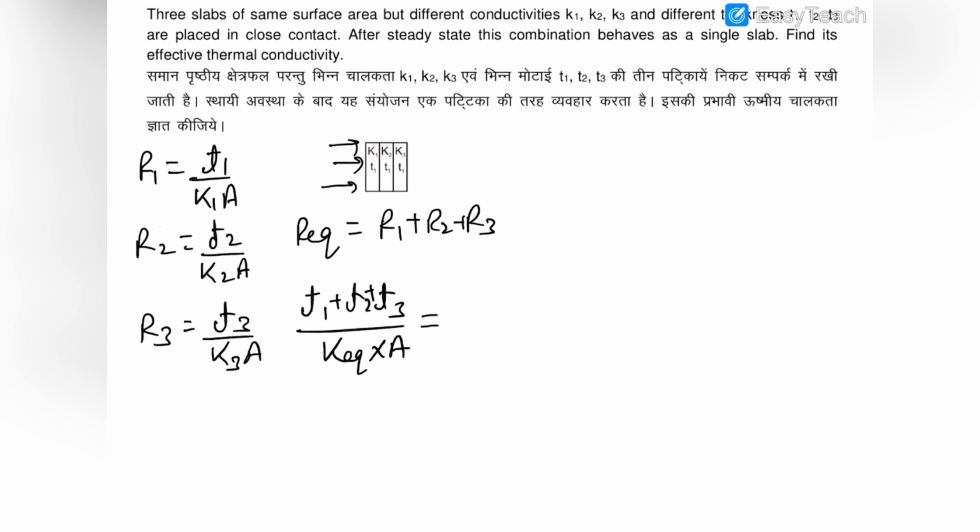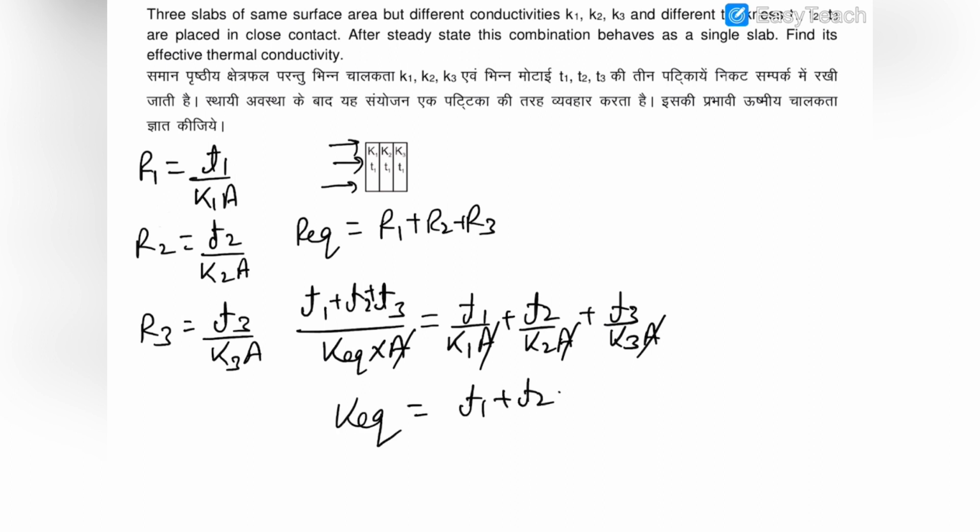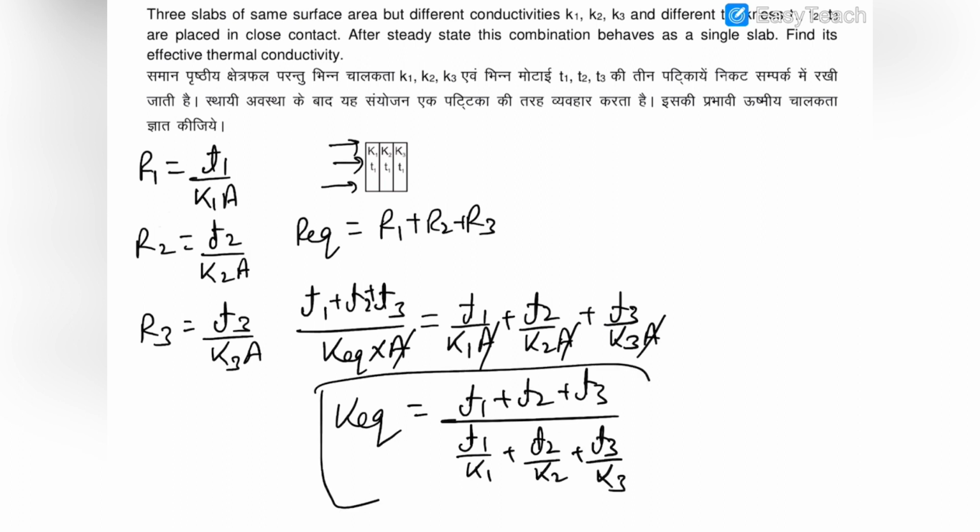So R1 is T1 by K1A, R2 is T2 by K2A, and R3 is T3 by K3A. So cancelling A with A, you can see that K equivalent will be equal to T1 plus T2 plus T3 upon T1 by K1 plus T2 by K2 plus T3 by K3. And from now onwards, you can memorize this result for n slabs. So for n slabs, there would be n terms in the numerator and n terms in the denominator. Now we move on to the next question.